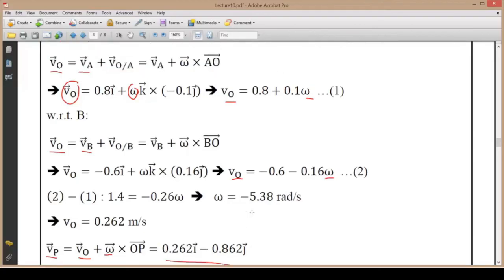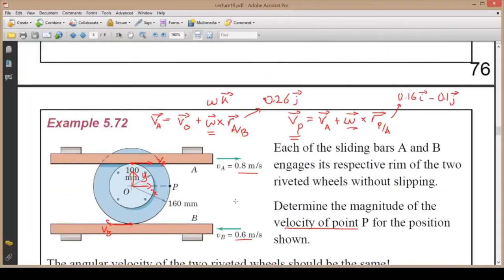Or you could have done what I just wrote out here. You could have used only VA and VB, and then found omega, written the equation for Vp using VA or VB, depending on your choice, and you will be able to calculate Vp as a result of the previous step's solution for omega.